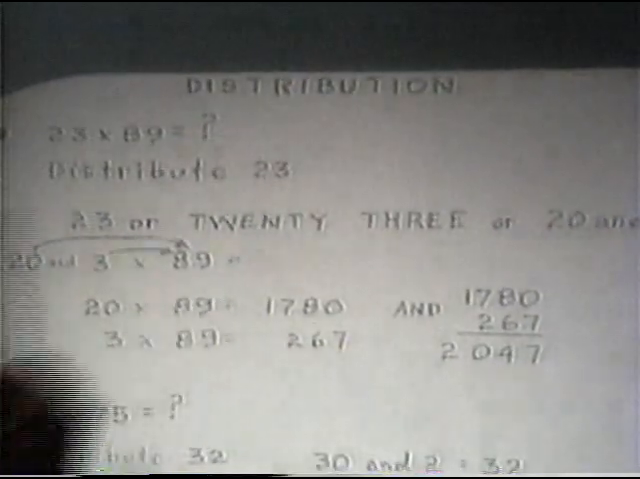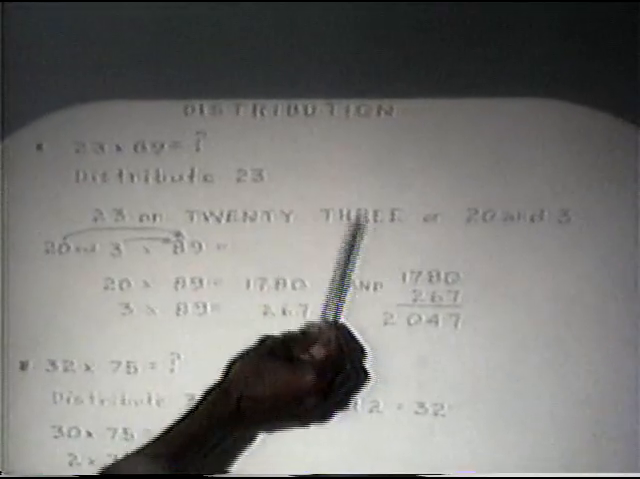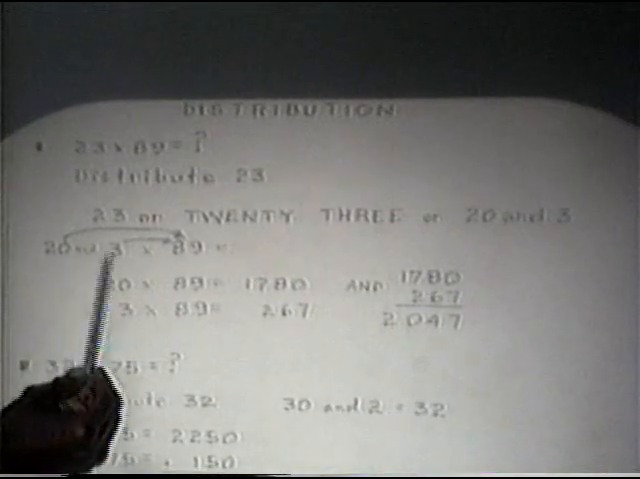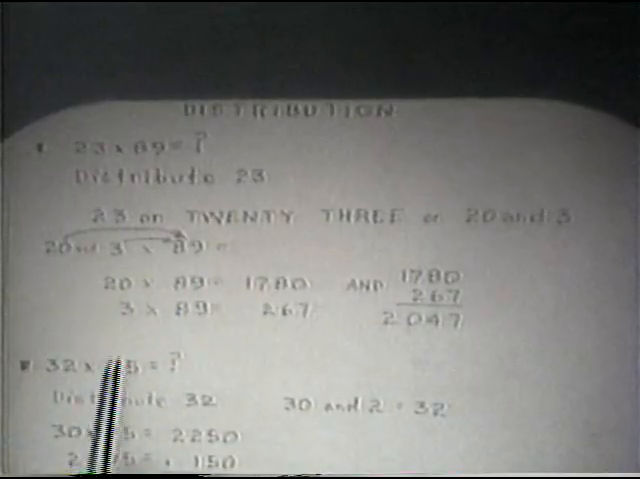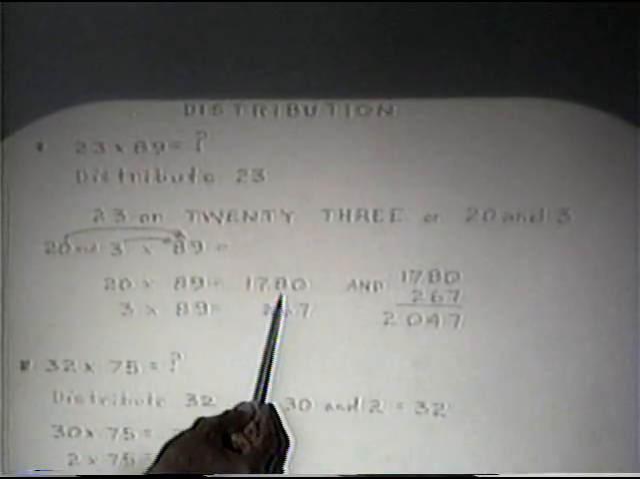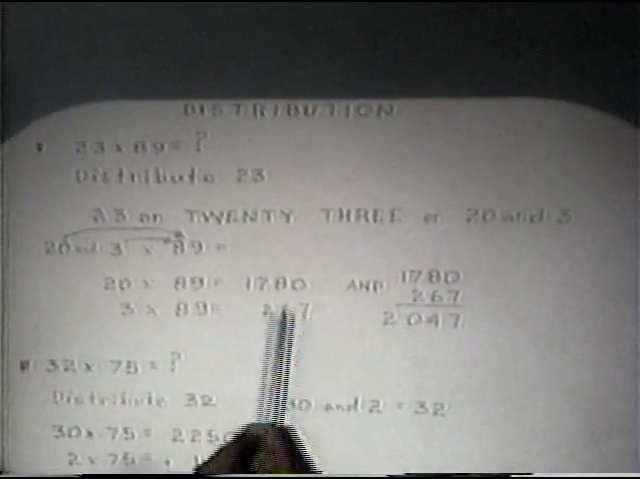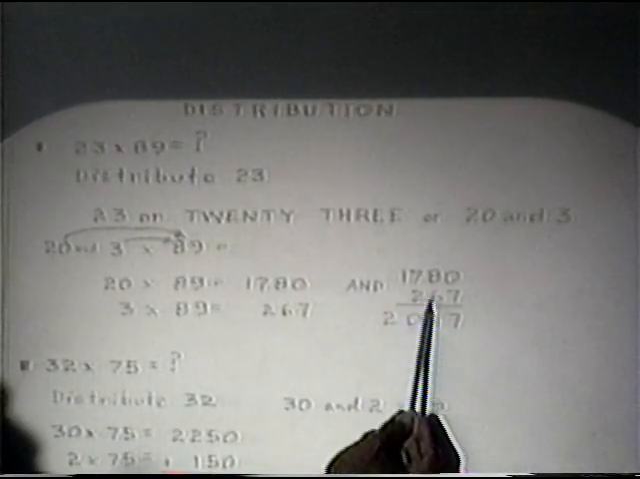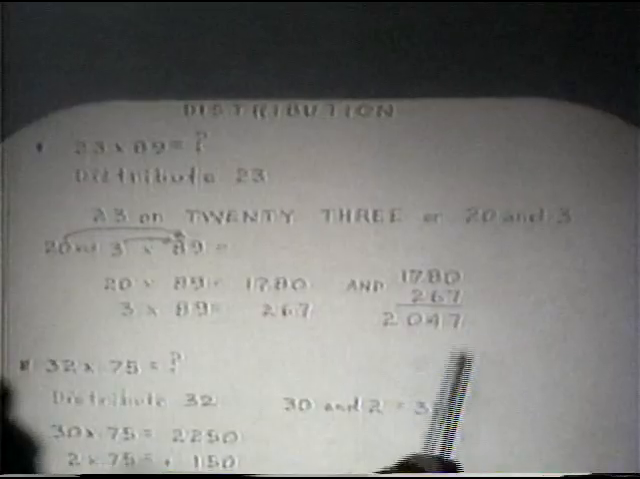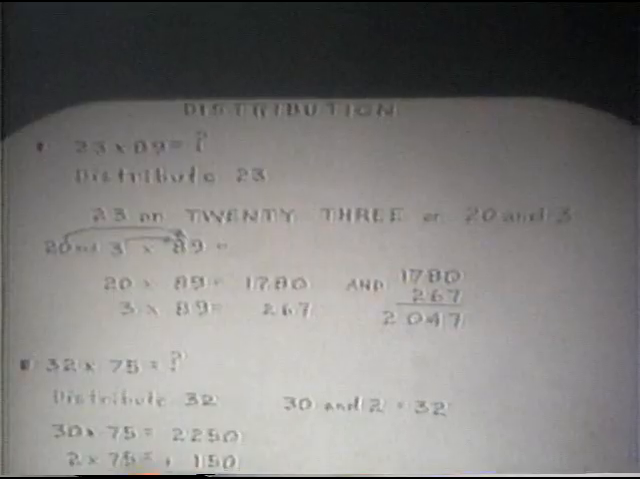We're going to distribute the 23. 23, or as you would say in English, 23. 20 and 3. 20 times 89 and 3 times 89. 20 times 89 is 1,780. 3 times 89 is 267. So all we do is add the 1,780 to 267, and we get 2,047. We're using the distributive law.